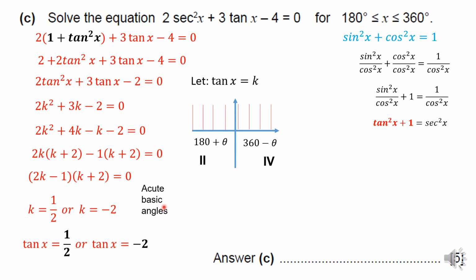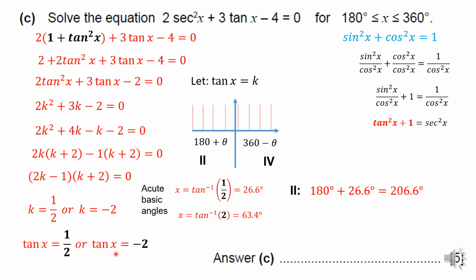So if I look at my acute basic angle, first I'm going to take a half. So I get 26.6. It's an acute basic angle, but it's not our solution. Our solution here is going to be, for example, 180 plus that angle. That gives me 206.6 degrees, which is surely within our domain between 180 and 360, so that is an acceptable answer.